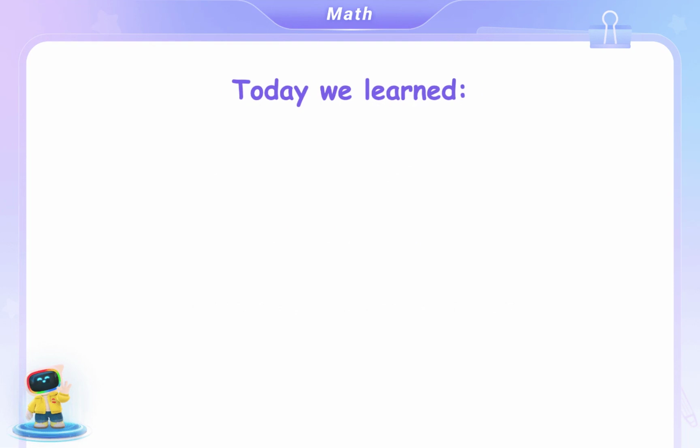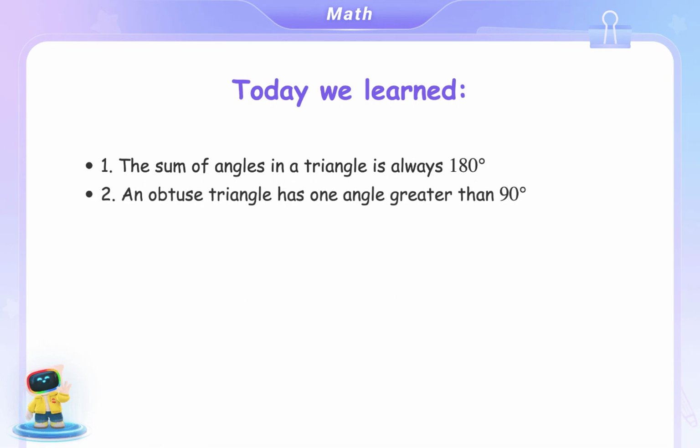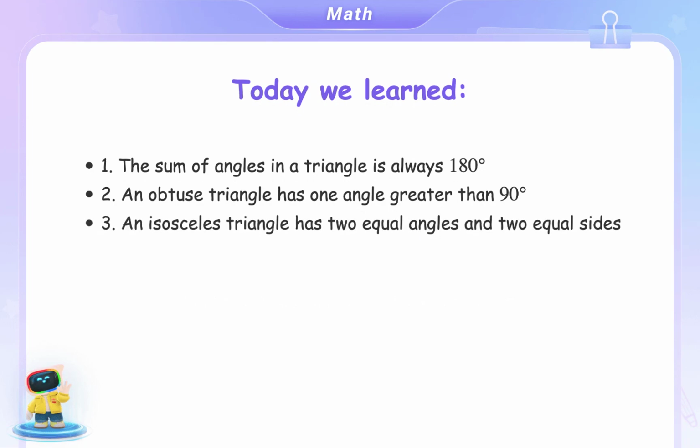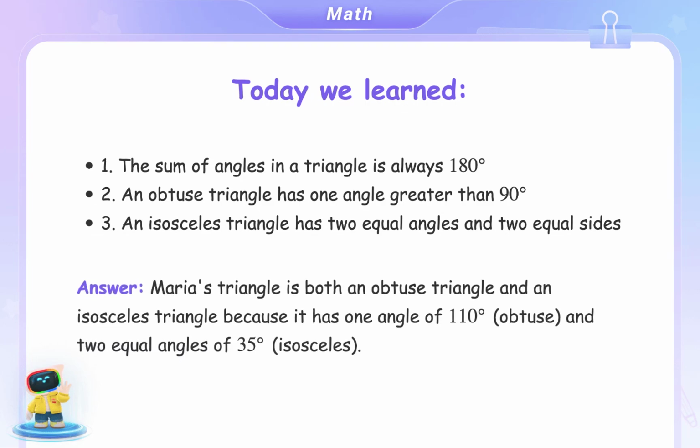Today we learned the sum of angles in a triangle is always 180 degrees. An obtuse triangle has one angle greater than 90 degrees. An isosceles triangle has two equal angles and two equal sides. Maria's triangle is both an obtuse triangle and an isosceles triangle.